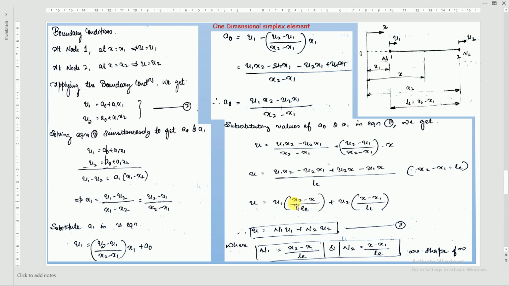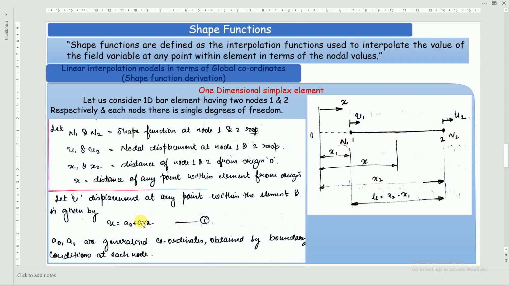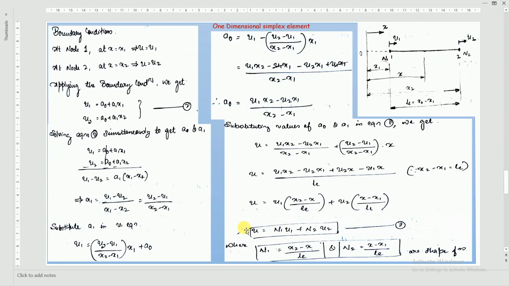Now we call this x2 minus x by LE as n1, and we call this x minus x1 by LE as n2. The coefficients of u1 and u2 are nothing but your shape functions n1 and n2. These are your shape functions. See here, initially we assumed the polynomial function in this fashion. Once we get these generalized coordinates A0 and A1, we'll get another polynomial function, but in terms of shape functions n1 and n2.